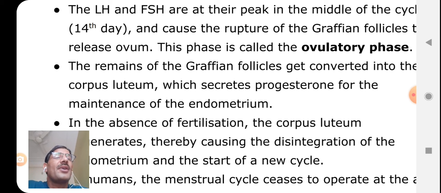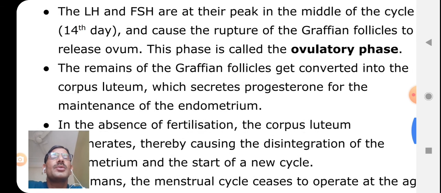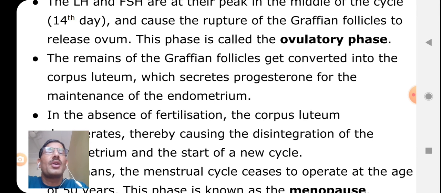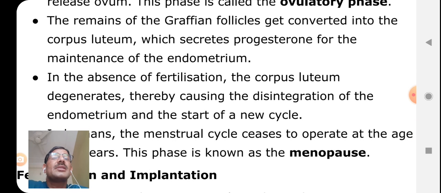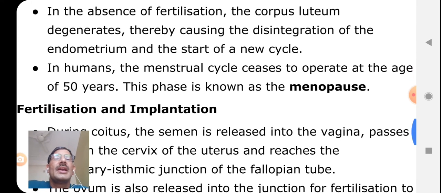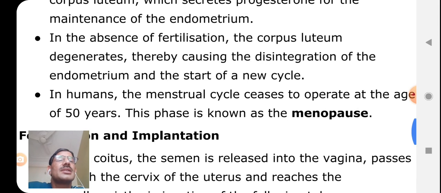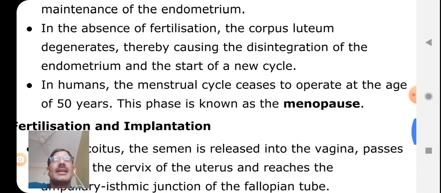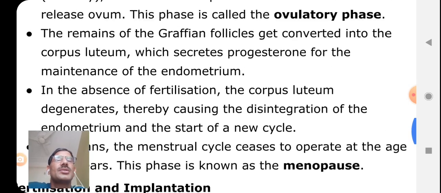The remains of the Graafian follicle after ovulation get converted into the corpus luteum. Corpus luteum, the important term. It secretes progesterone, the second female sex hormone, for the maintenance of the endometrium during implantation and gestation. If fertilization does not occur, then the corpus luteum degenerates, causing disintegration of the endometrium, and again the menstrual cycle begins. In humans, the menstrual cycle ceases to operate at the age of 50 years, and it is called menopause.